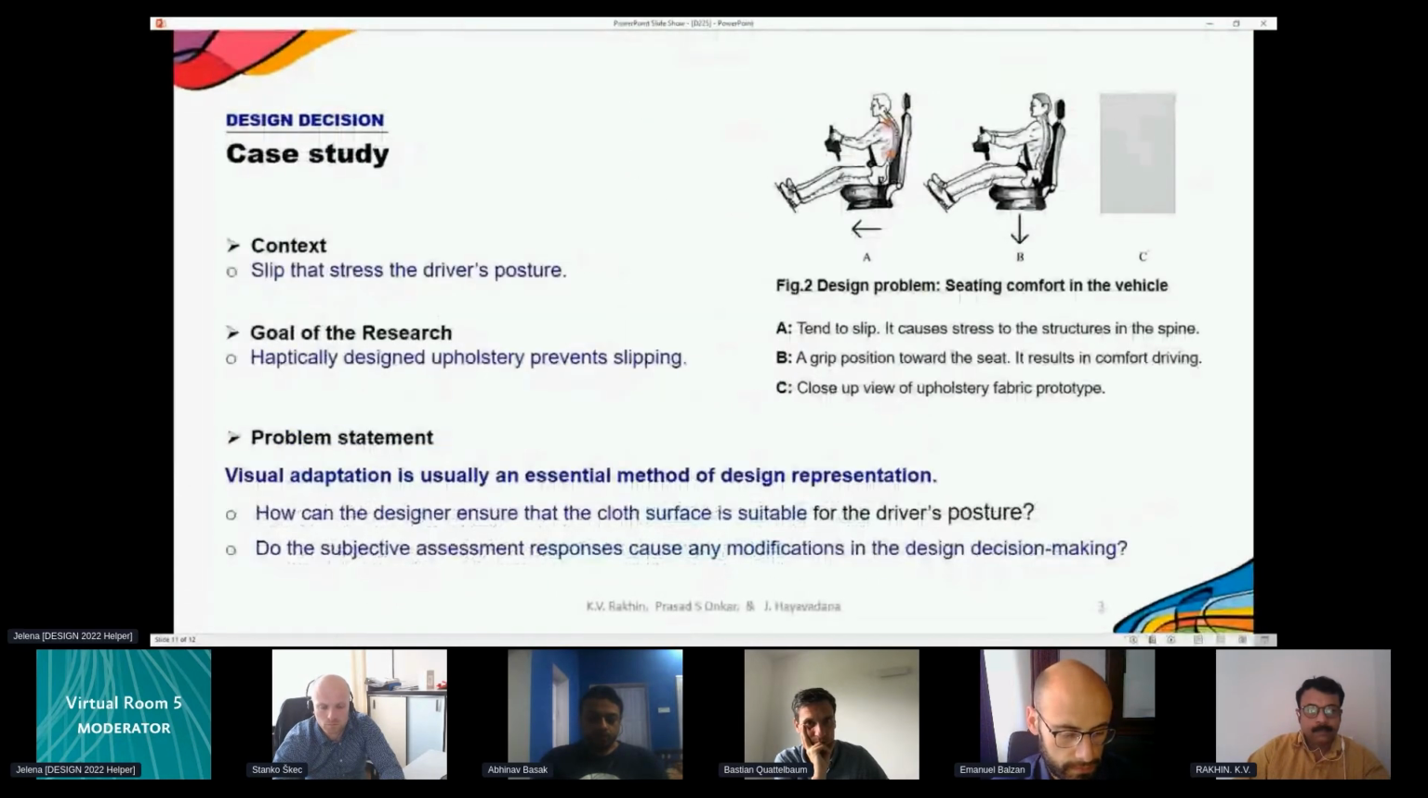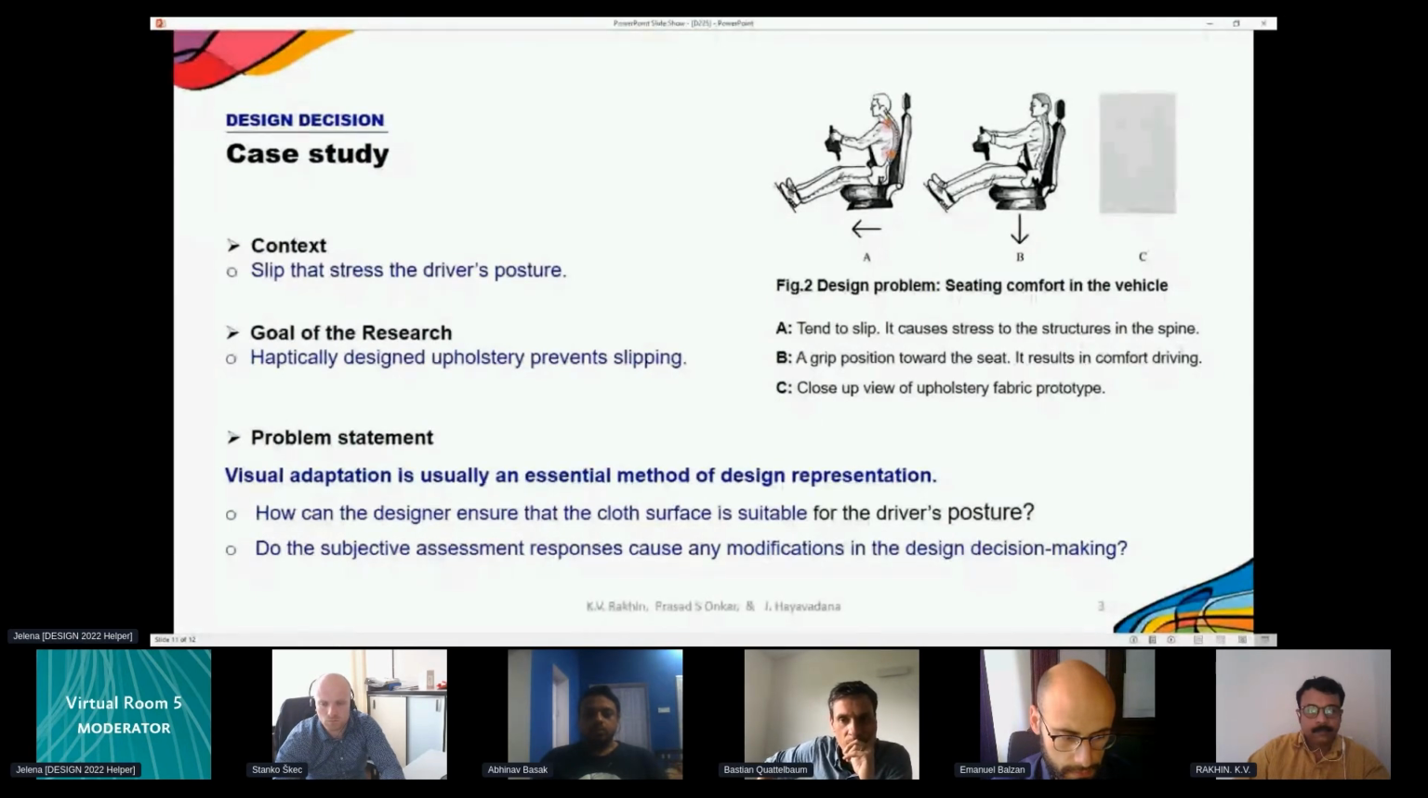Within this context, we consider a case study of automotive upholstery fabric design. We know that the seating surface slips and stresses the driver's posture. Therefore, we think that the haptic design of upholstery fabrics must improve the slip resistance.